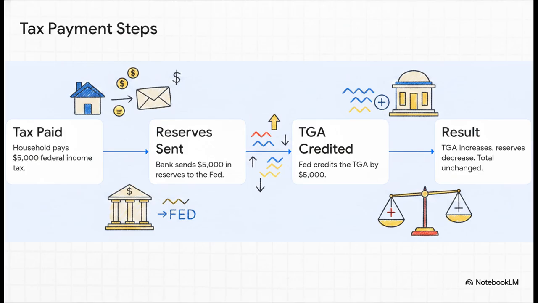To make this hyper-real for your students, the Fed breaks these complex transactions into simple 1, 2, 3 sequential steps. Let's say a household pays a $5,000 tax bill. The household's bank sends those reserves to the Fed. The Fed then credits the TGA, and the result? The TGA liability goes up, the bank reserve liability goes down by that exact same $5,000. But the total size of the balance sheet? It stays perfectly unchanged. It's just a brilliant way to trace the flow of money step by step.